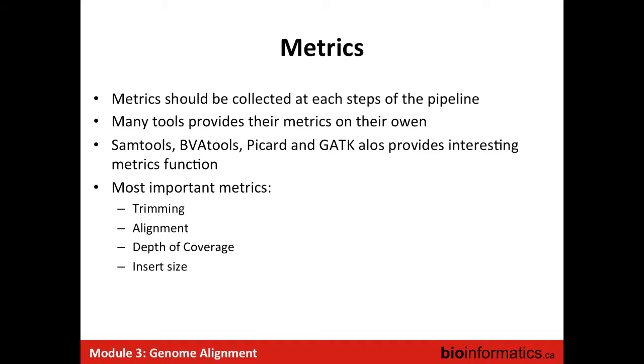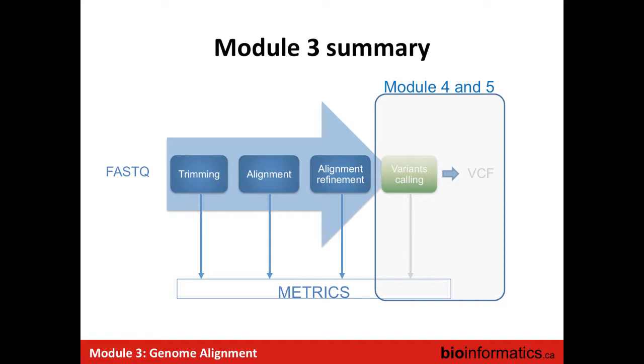Many tools provide their metrics. SAMtools, Bedtools, Picard, all have their metrics functions. So you have plenty of occasions to generate metrics, and it's really important. The most important metrics, from my point of view, are all the QC at the beginning, but to know the trimming rate and how the trimming has gone, the alignment rate and how it's gone, the depth of coverage, the insert size, and so on. But if I need to select four, I will only select these ones. So when you have done that, then you will be able to go and do what we'll do at modules 4 and 5, which will be the variant calling for SNV or for structural variants.